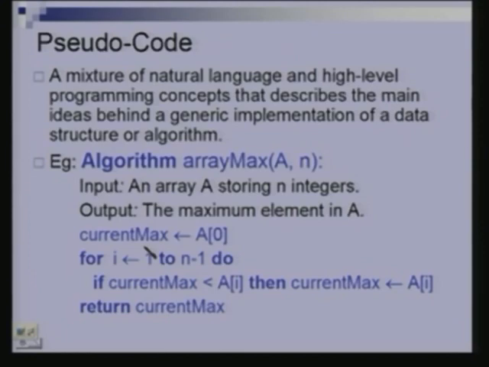So what is this doing? It's keeping track of the maximum in a variable called current max, which is initialized to the first element of the array, and then it is going to run through the remaining elements of the array, compare them with the current maximum element that we have seen. If the current maximum is less than the current element under consideration, then it would update current max. A[i] becomes the new max. And then when this loop terminates, we would just return current max.